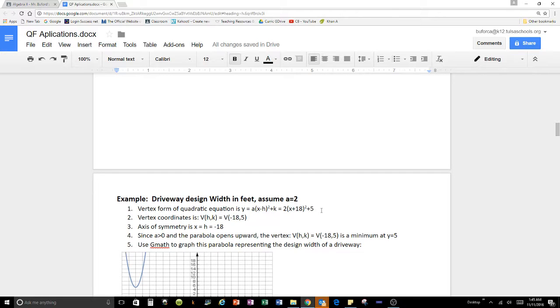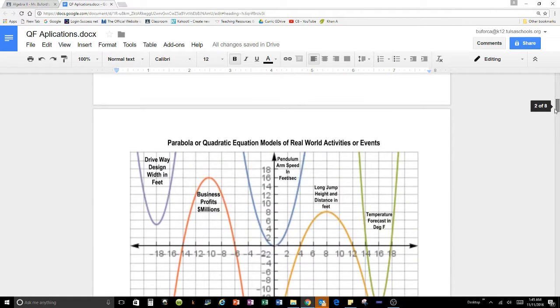Next, we need to find the vertex coordinate. Okay? And we know that the vertex coordinate is minus 18 and 5. So x equals minus 18 and k equals 5. Let's just go back and look at that again. So we just go right to where the vertex is, and we see we go up 5 units, k is equal to 5, and we have to go over h units, and that's minus 18 units, and so that's why our vertex is minus 18 and 5.